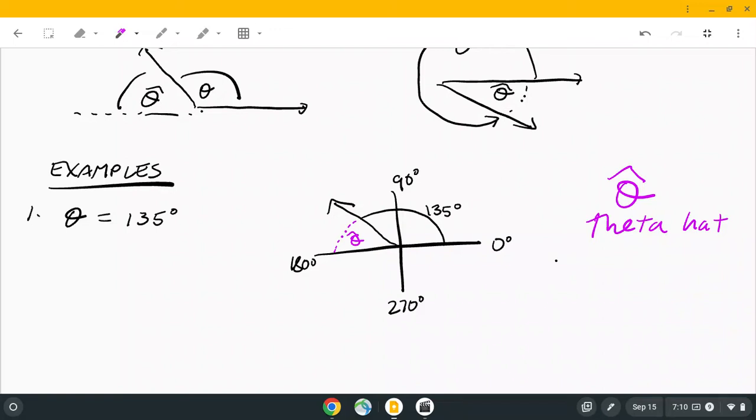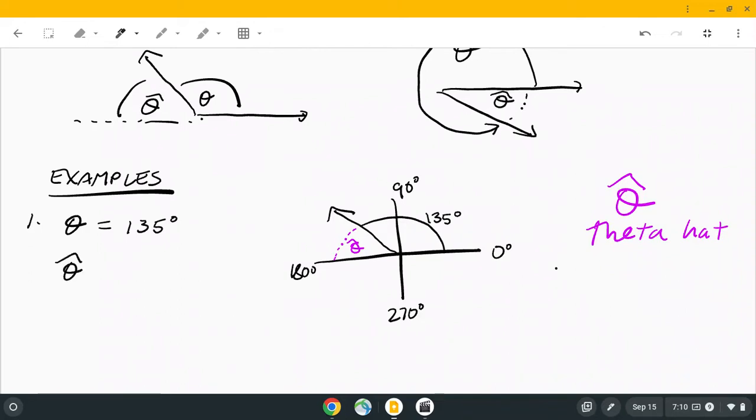Okay, so if we're trying to find the reference angle, that's this angle right in here, then we can see that this angle is just going to be 180 minus 135. So let's go ahead and write that down. Theta hat, our reference angle, is going to be 180 degrees minus 135 degrees, and that gives us 45 degrees, which we have memorized the sine, cosine, and tangent of, right?